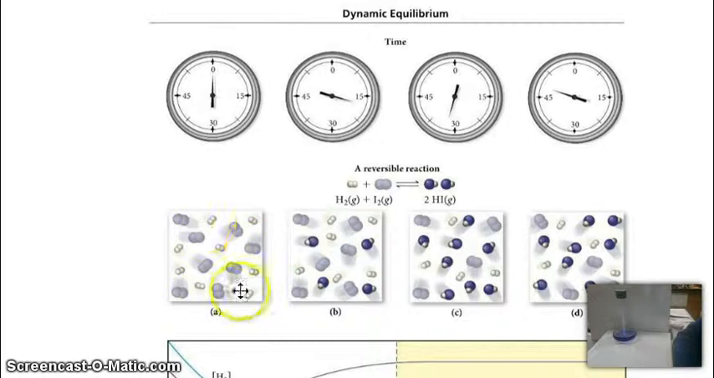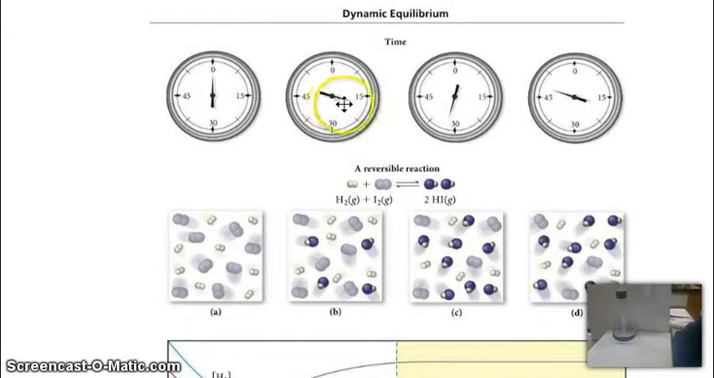So over here, this is at the initial onset of the reaction. Do me a favor, let's write down how much of each we have. If you were to count, go ahead, count. You have 8 H2s, and you have 8 I2s, and you have 0 HIs.